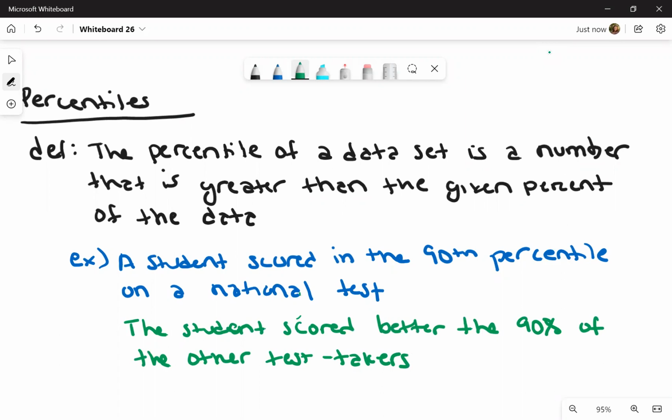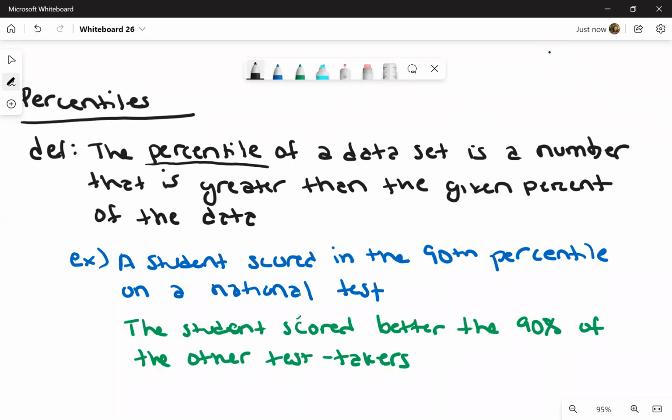And then of course you could say that means that they scored less than 10% of the other test takers, right? So you can do the opposite percent as well. But that's what a percentile is. It's talking about their score relative to everybody else, in terms of how it's greater than. So when you say somebody's height is in the 25th percentile, we're saying they're pretty short. They're only taller than 25% of people, which means they're shorter than 75% of people.